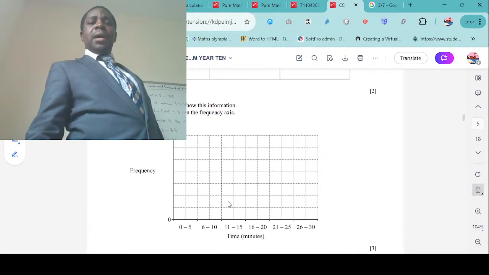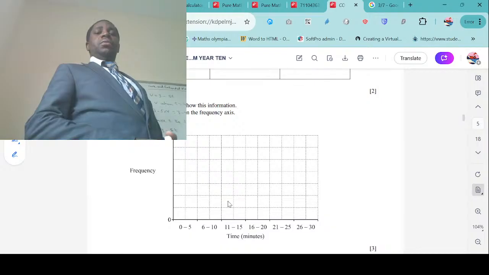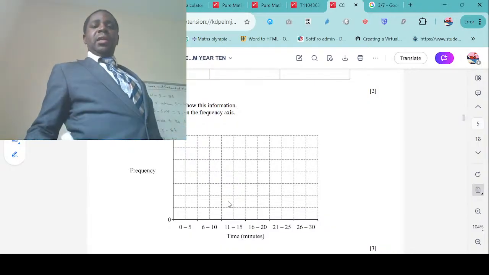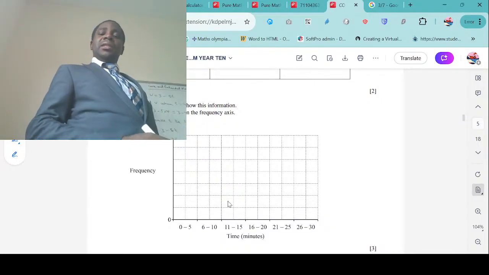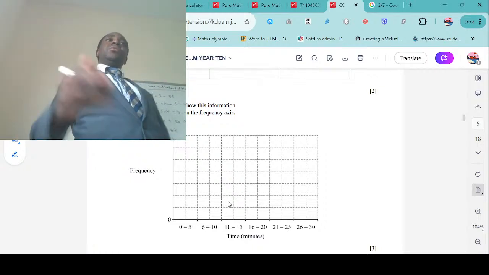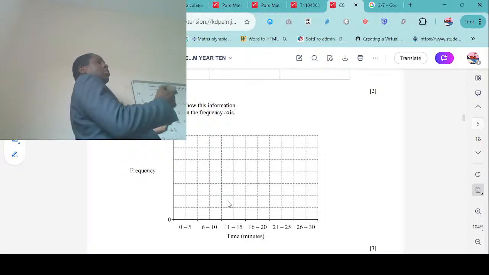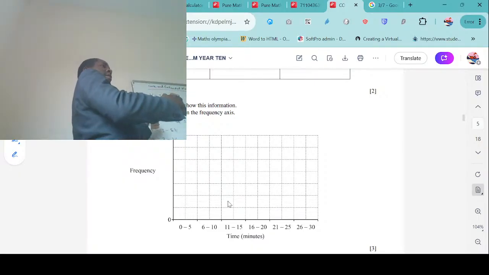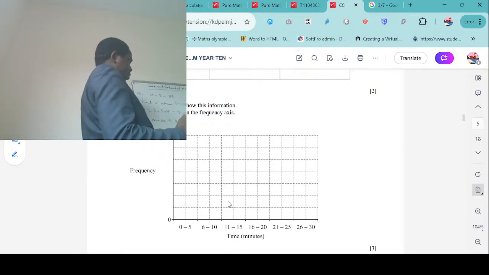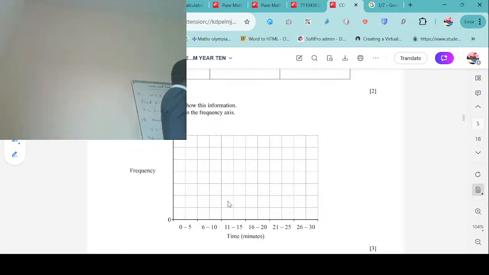Then they say draw a bar chart to show the information and complete the scale on the frequency axis. You know, the bar chart is different from a histogram. For a histogram, the bars will touch. That's why you use class boundary. This is the class interval, so for a histogram we give it class boundary. Class boundary is when this is going to be 0.5 to 5.5. This one is 5.5 to 10.5.